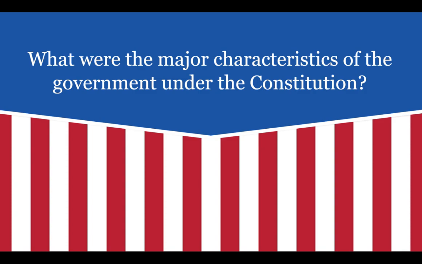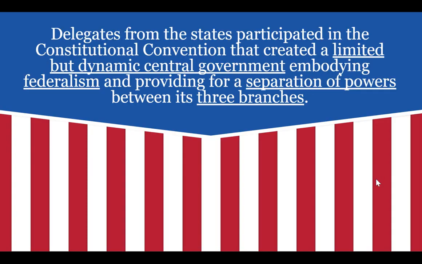All right. So first of all, what were the major characteristics of the government under the Constitution? I am going to give you a more extensive answer to this, but I'm going to start with the one sentence answer that comes from the curriculum framework. According to the curriculum framework, delegates from the states participated in the Constitutional Convention that created this sort of government: a limited but dynamic central government embodying federalism and providing for a separation of power between its three branches.